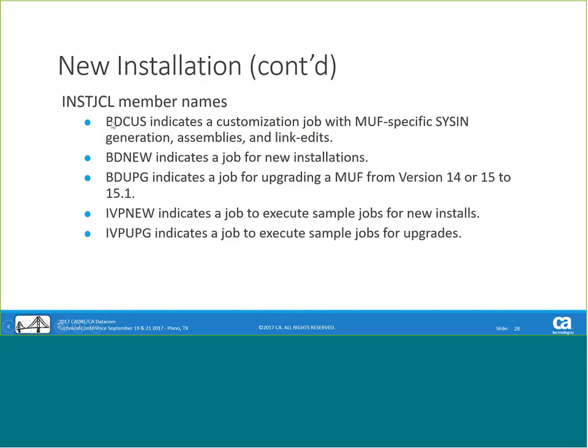Naming conventions, this is the high level 5 characters of the member names in the installed JCL dataset. If it's a BDCUS, then it's for customization. BDNews for new installations. BDUPG is for doing upgrades. IVP, for new installation is to verify that the install was successful, and IVUPG are test jobs to verify that the upgrade was successful.